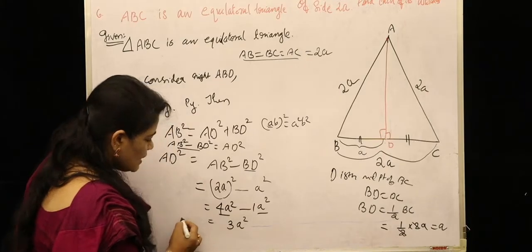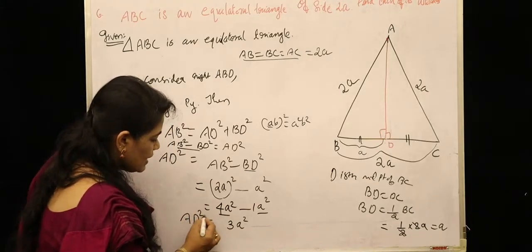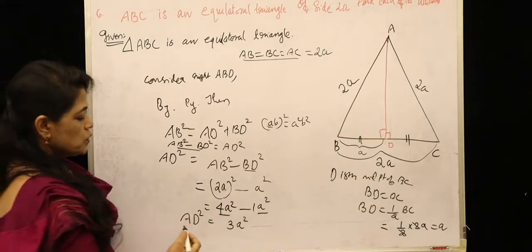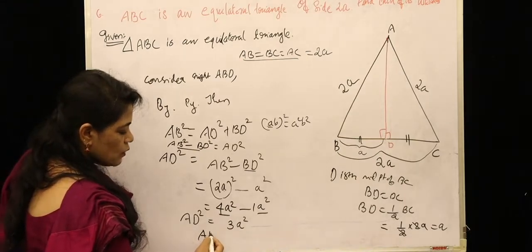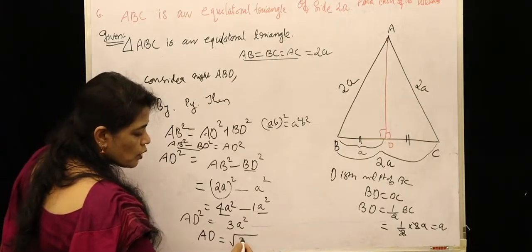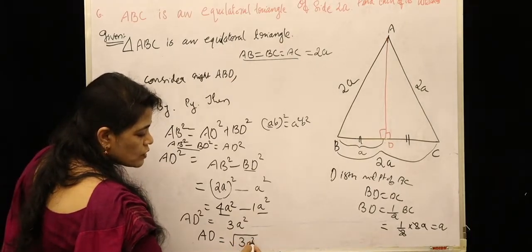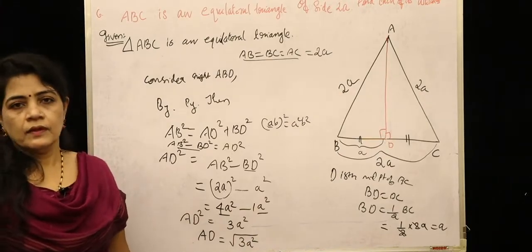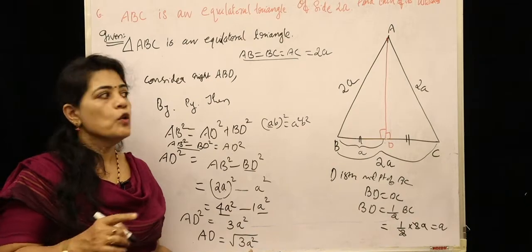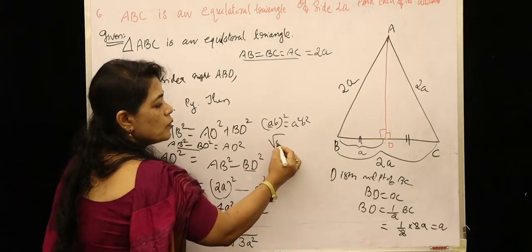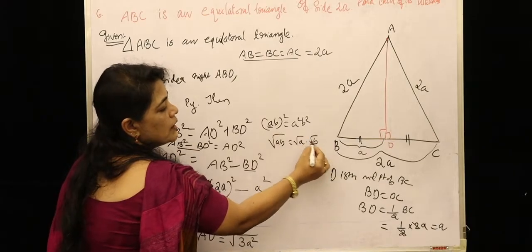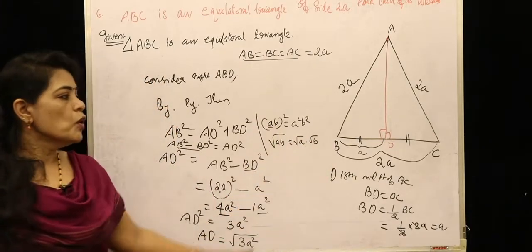What is this? In the LHS we have AD square. But we need AD, so in order to get AD from AD square we take the square root, square root of 3a whole square. Understood? Root of a product, two factors, 3 and a square. What is root of ab, children? Root ab is root a into root b.